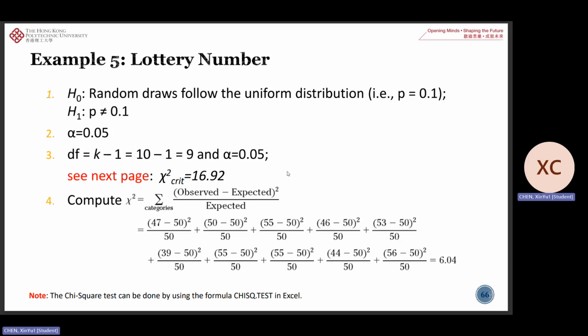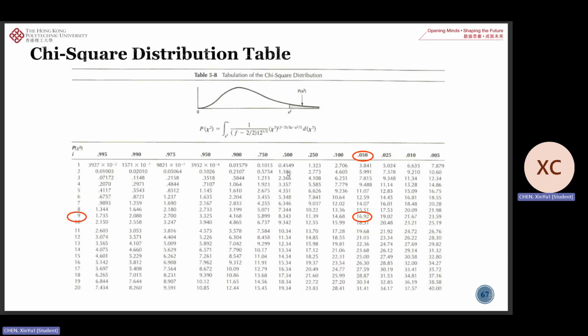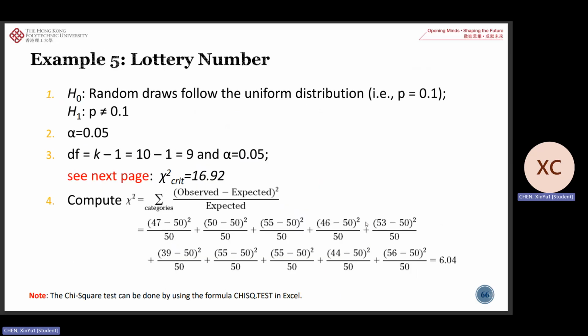And in this case, when we look at the chi-square distribution table, you can find the value at the 95% significance level with 9 degrees of freedom, and this is the critical value of the chi-square: 16.92. Okay, and then here we can compute the chi-square value: the sum over the categories of the squared difference between observed and expected value, divided by the expected value. Then you can compare them. The value is 6.04.